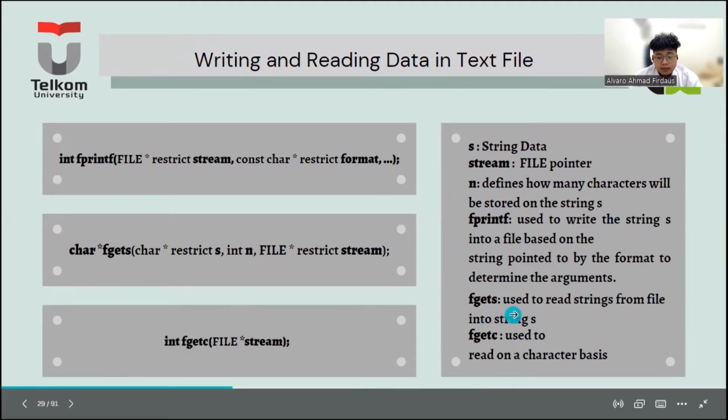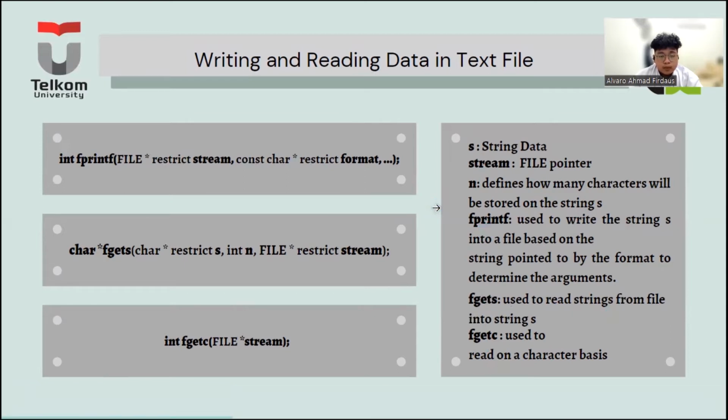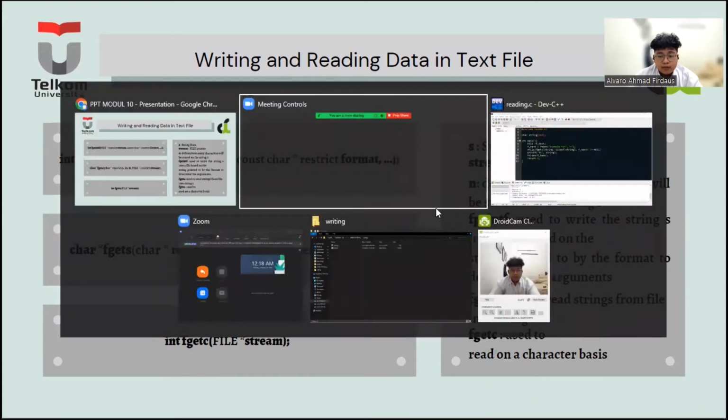Then fgets is used to read a string from a file into string S. Then fgetc is quite similar to fgets, but it is used to read on a character basis. So we're going to jump into the code.